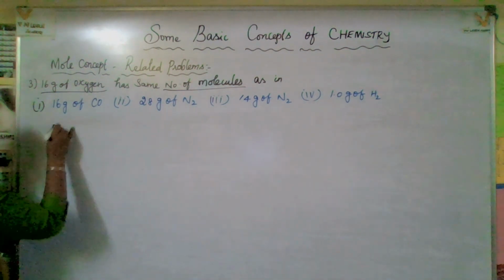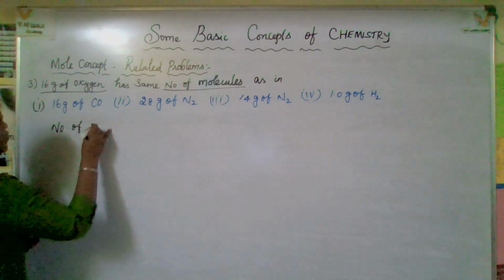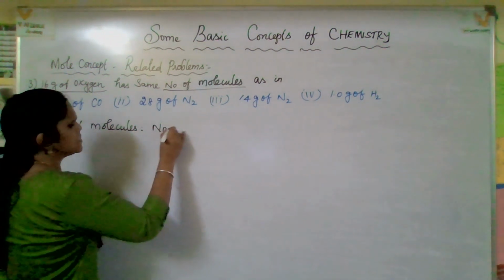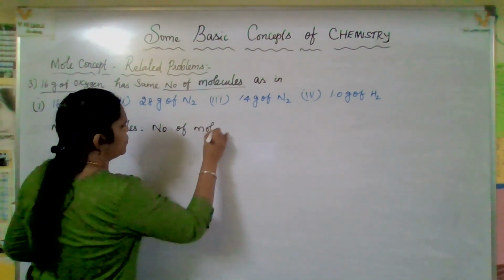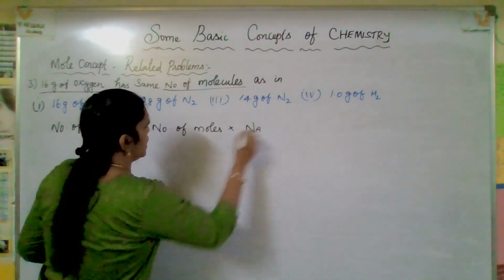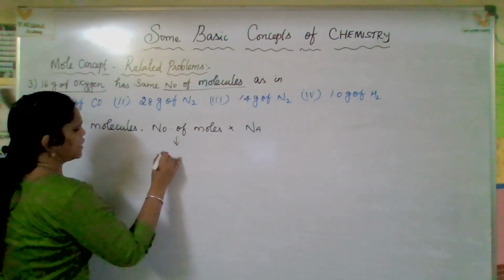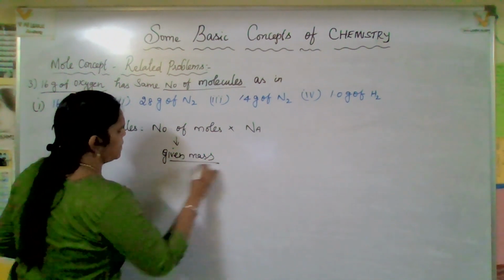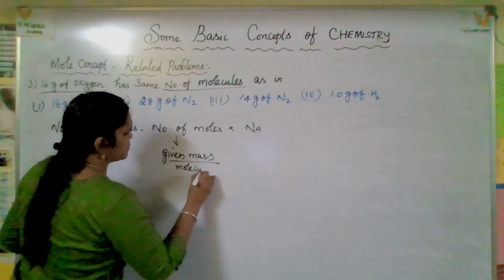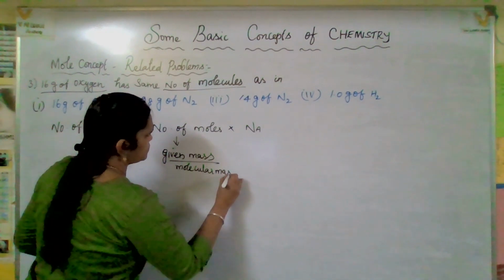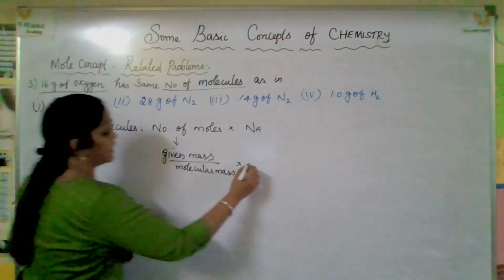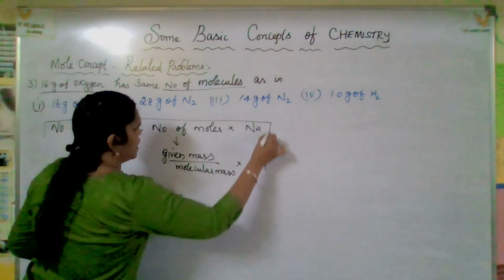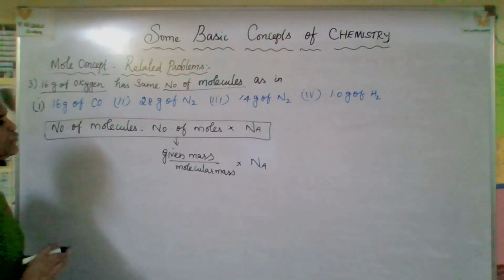First and foremost, number of molecules equals number of moles into Avogadro number, right? So number of moles, how to identify? Given mass by molecular mass. I put Avogadro number here. Let us write it. Okay, so this is the formula for finding out the number of molecules.